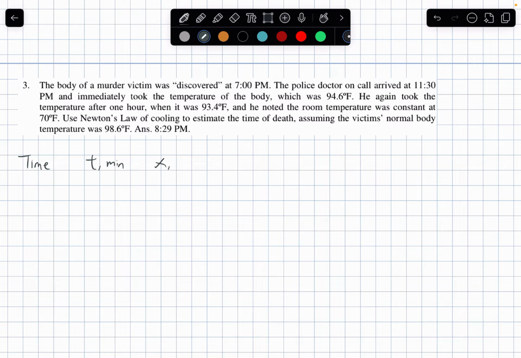X is what? The temperature of the body, in what? Degrees Fahrenheit. Recall the equation.